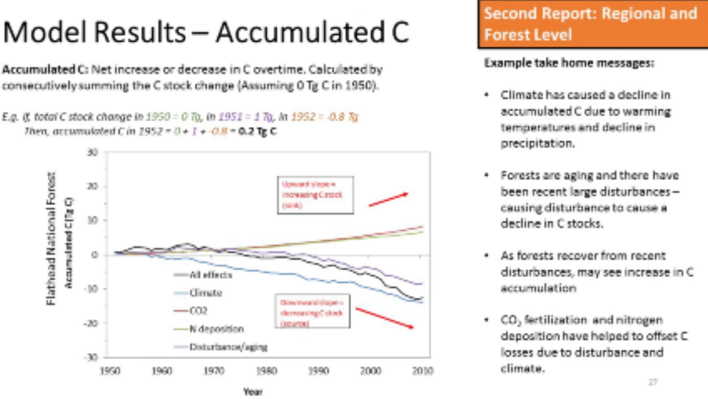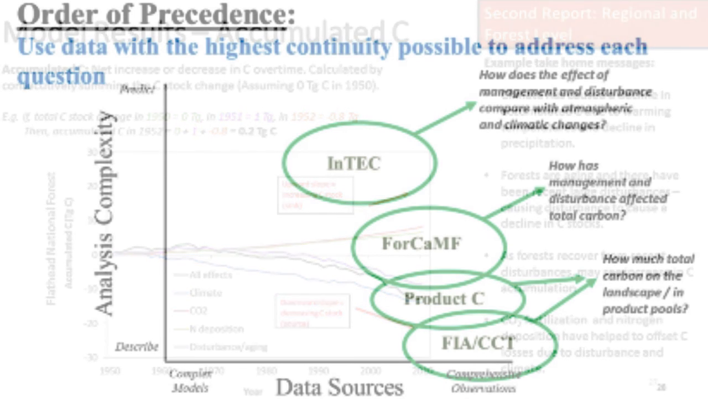And I think the really nice thing is that we also have the purple line. FORCAMF gave us an idea of how important disturbance has been, and this puts disturbance into context with other global factors that we probably do not control at all: the atmospheric and climatic conditions, as well as the age structure of your national forest.